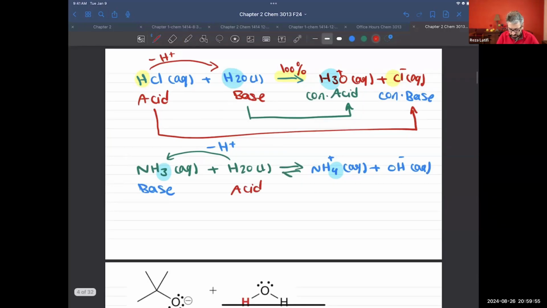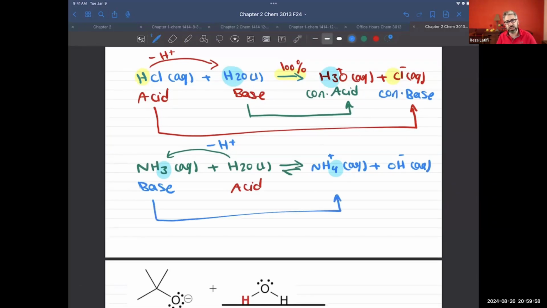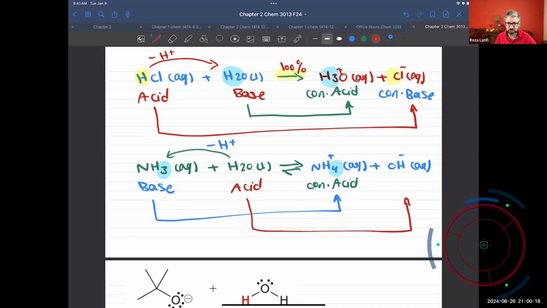Let's look at NH3. We got NH4 on the other side, so I'm going to call it the conjugate acid. As you see, now we have H plus that we can actually give to somewhere, and that's the reason we call it a conjugate acid. Water had 2 hydrogens. Now it has only 1, and it's missing 1 H, and this one we're going to call the conjugate base.